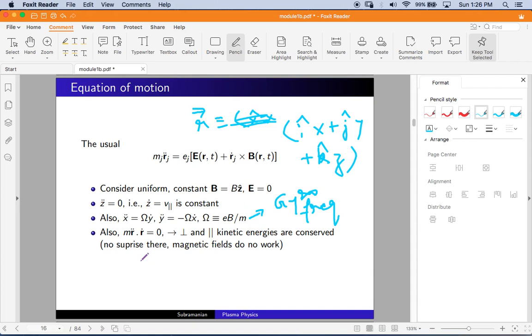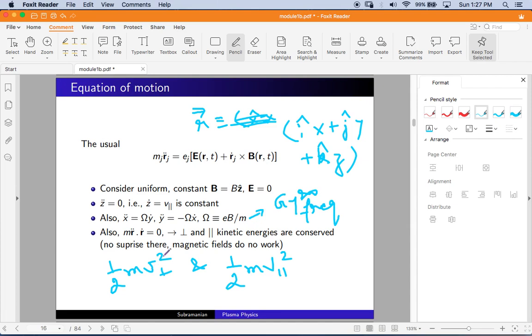There's nothing very significant about it. It's all straightforward algebra. I'm only giving you the gist of it. Okay, and this is important. Both the perpendicular and parallel kinetic energy, energy being a scalar quantity. What do you mean by parallel and perpendicular kinetic energy? What I mean is 1/2 m v perpendicular squared and 1/2 m v parallel squared. Parallel means along the z direction, perpendicular means along the x and y direction. That's what I mean.